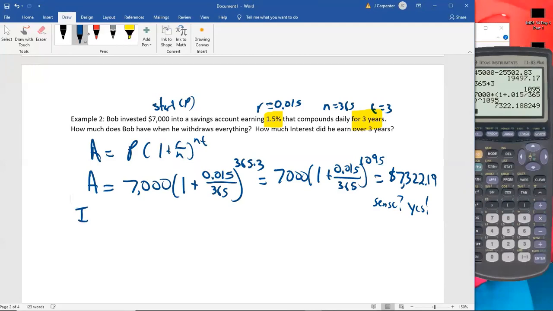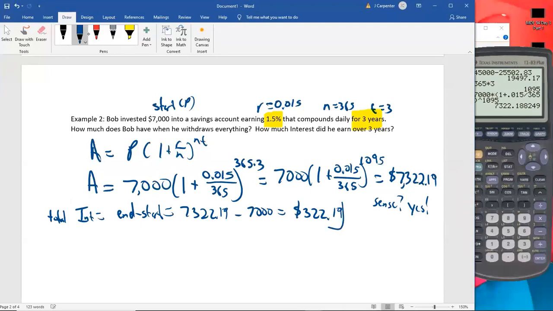Then the interest, the total interest, that is to say, is the end minus the start, which would be the 7,322.19 minus the 7K, which I think is pretty obviously $322.19. So not nearly as much free money, but that's because Bob is in a lower rate and for a lower amount of time.